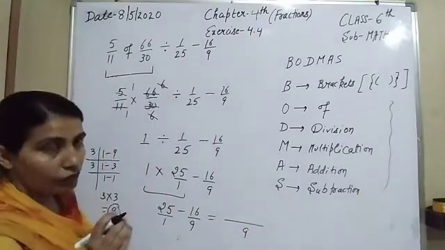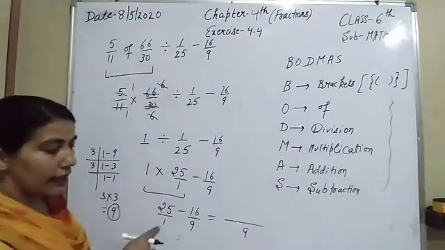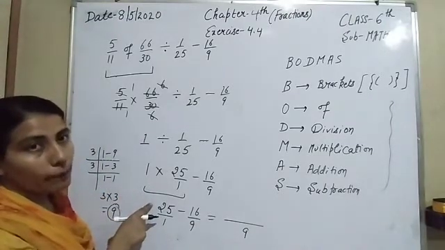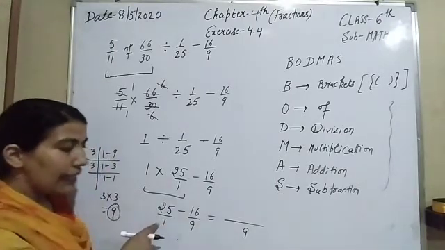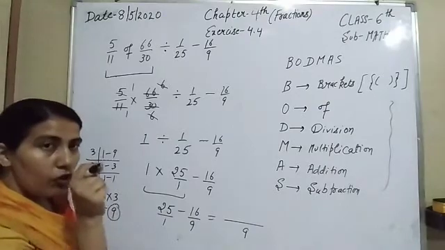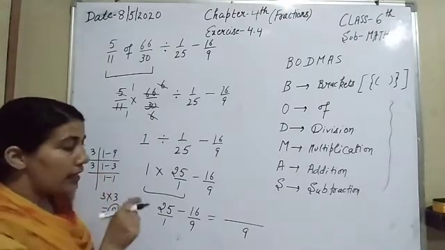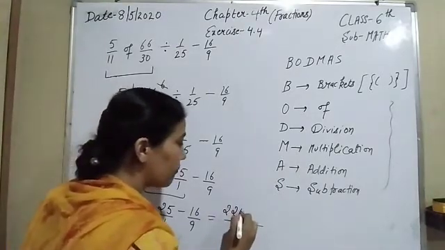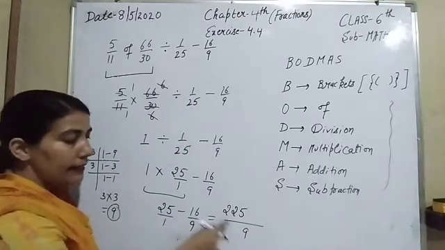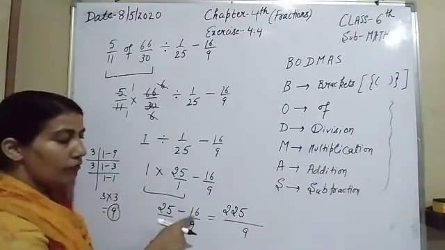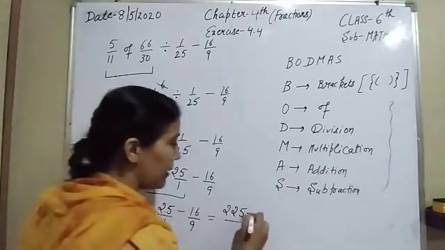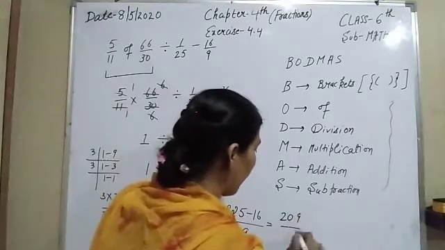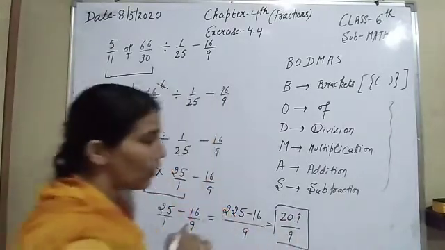Now after this, what we have to do? You just have to divide the LCM by the denominator, and whatever quotient comes, you multiply it by the numerator. Now 9 divided by 1, that is 9. Whenever you divide 9 by 1, you get the quotient 9. Now 9 multiply 25 gives 225. After that, 9 divided by 9 is 1, and 1 multiply 16 is 16. Here is minus 16. Now when you subtract, you get the answer 209 over 9, which is our required answer.